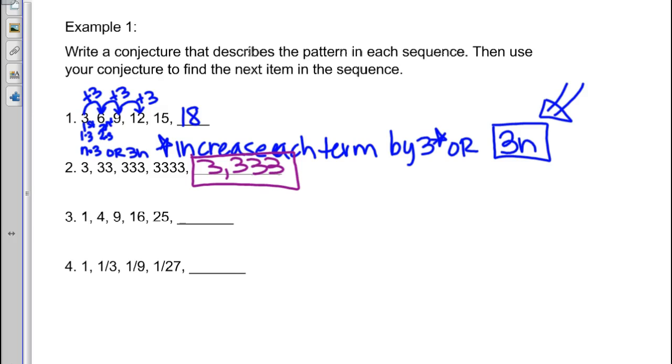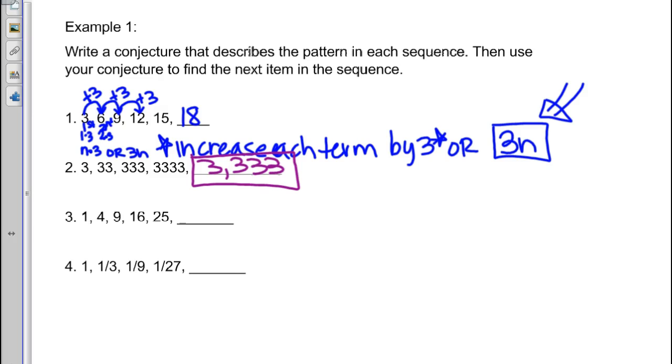So my conjecture on that one, you may have written it in a different way than I did, and that's totally fine. But you may have written something like each number has an extra 3 in the digit, or they include another 3 in the digit. Totally fine. Different ways to write that. All right, let's look at number 3.